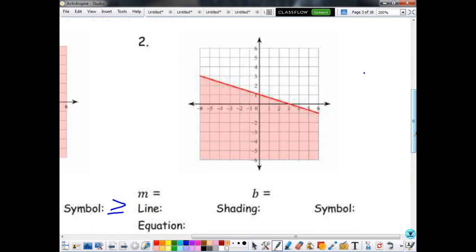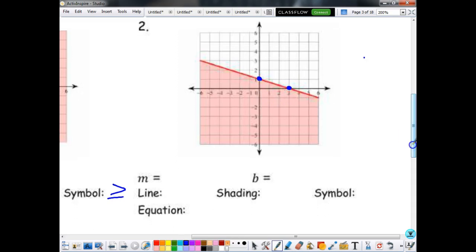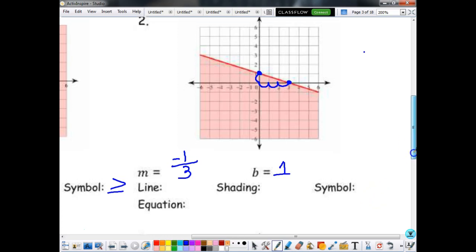Okay, so again, you choose 2 points. I'm going to choose my y-intercept and x-intercept. So my y-intercept is what? 1, right? So now I need to get my slope. So I have to get from this point to this point. I have to go down 1, so that's -1, and then over 3. 1, 2, 3, +3. So my slope is -1 over 3, and my y-intercept is 1. Okay, so the line, is it dotted or solid? Solid.